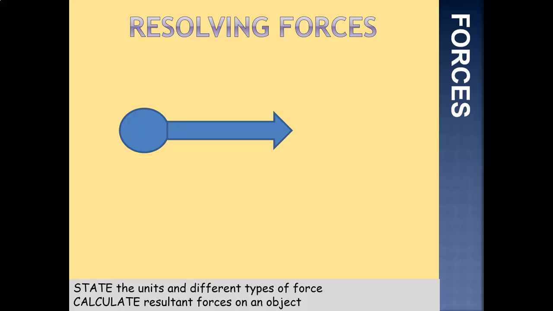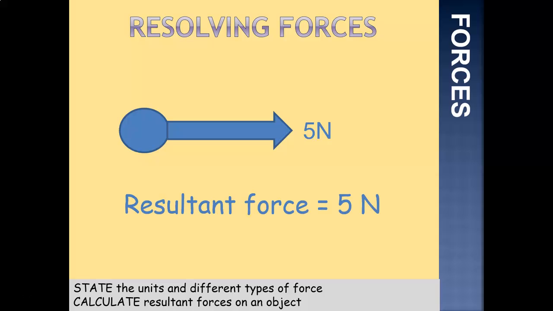So, resolving forces. Here's where we look at our resultant force first off. Our first example is an object where there is one force acting upon it. That force is 5 newtons. So what would our resultant force on that be? What is the overall force? Well, if there's no other forces acting upon there, the resultant force would be 5 newtons. But that's not the end of that story. There's 5 newtons of force acting upon that, but it's acting to the right.